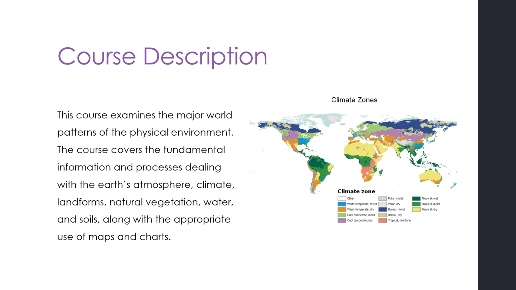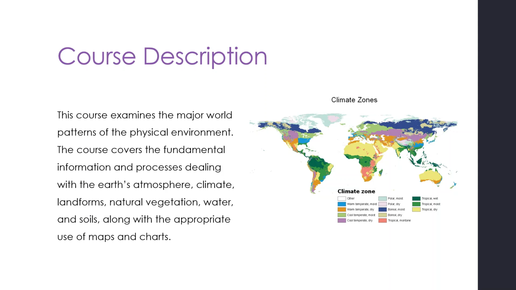And so what is this class that you are taking? For our course description, we have this: this course examines the major world patterns of the physical environment. The course covers the fundamental information and processes dealing with the Earth's atmosphere, climate, landforms, natural vegetation, water, and soils, along with appropriate use of maps and charts. And we are certainly going to look at lots of maps and charts this short semester.